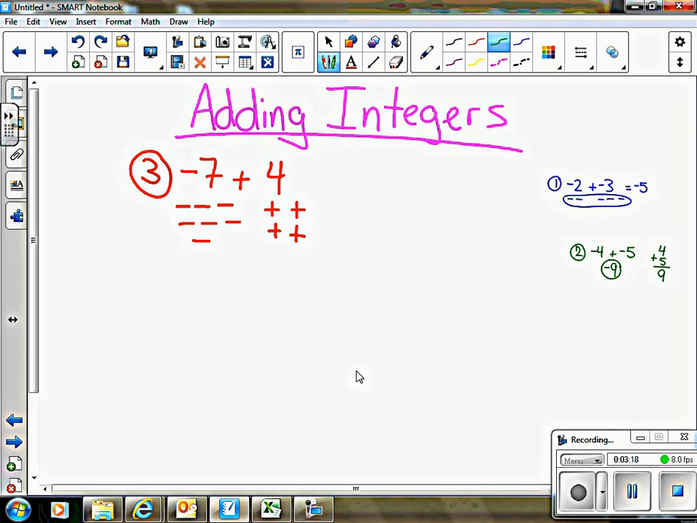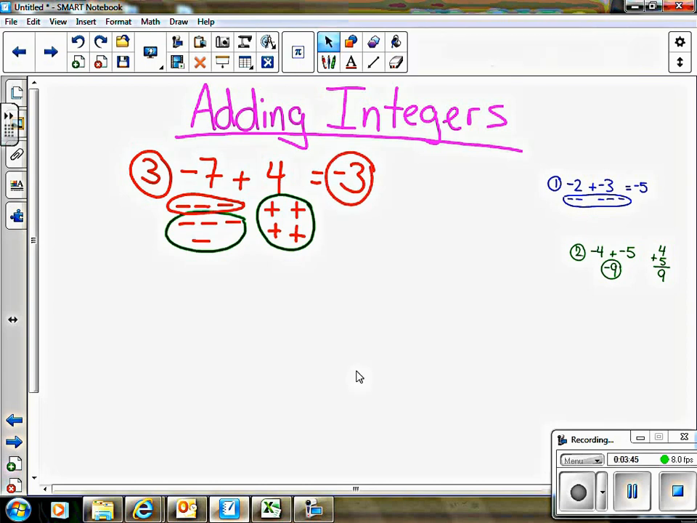Basically, a positive and a negative cancel each other out. So if I have four positive signs, it would take four negative signs to cancel them out. What I'm left with is three negative signs. I have one, two, three negative signs left over. Therefore, my answer is -3.